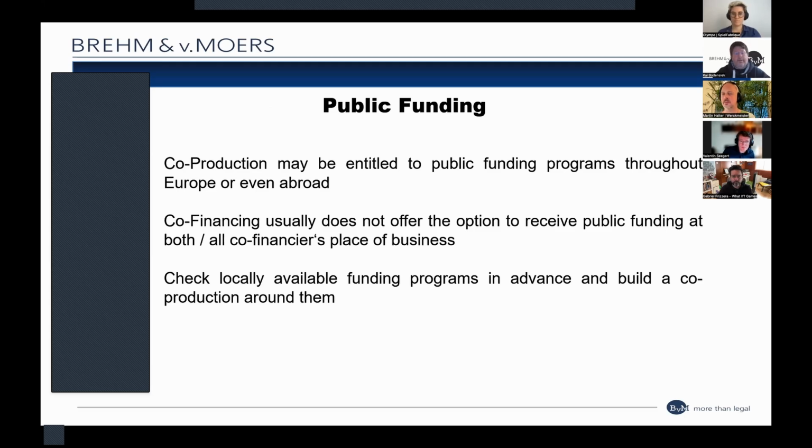Yeah. So basically, also just an advice that co-productions are entitled to public funding in many European states. So you could combine public funding from different states. That can be very interesting.